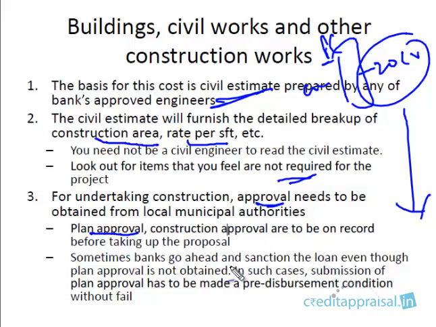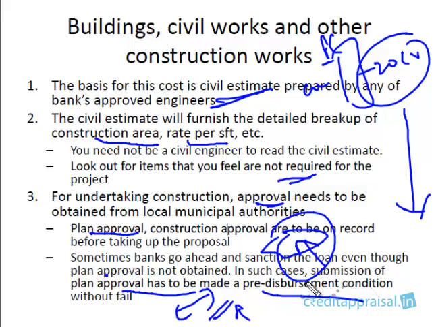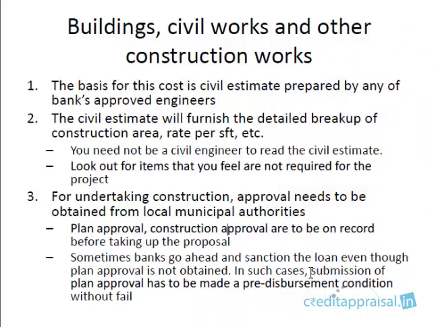Some banks actually go ahead and sanction the loan, and then stipulate it as a pre-disbursement condition. This usually should not be encouraged. Sometimes due to urgency you might be doing it, but it is advisable to get the plan approval on record before taking up the proposal, because you cannot start construction unless you have the approval. Once you start the construction, once the bank funds are committed, and then you don't get the plan approval, your funds will be blocked. It will be a very, very risky scenario. So please ensure that you always have the plan approval on record.